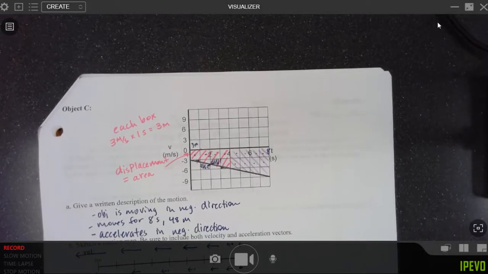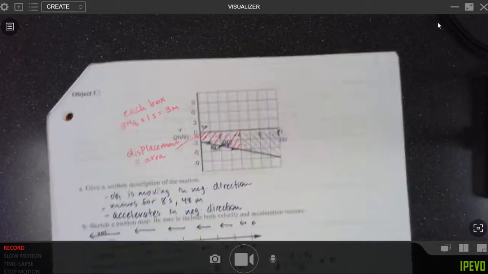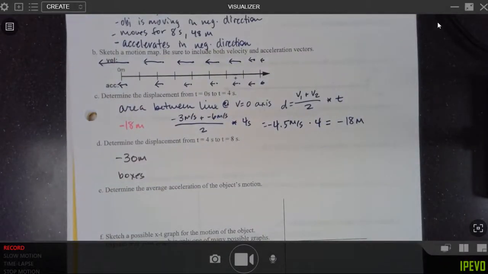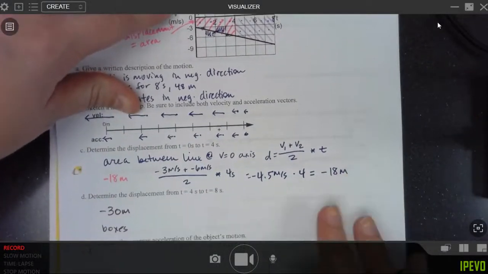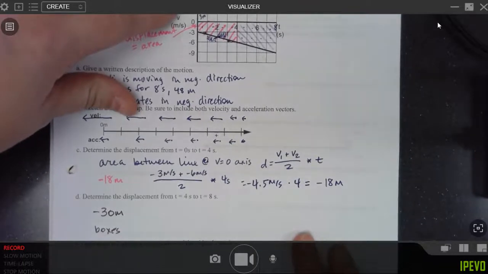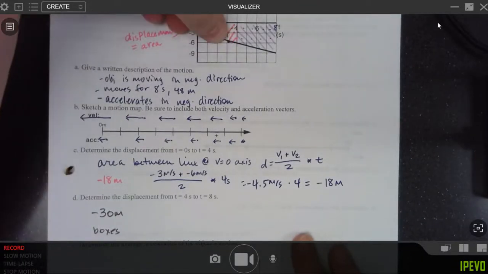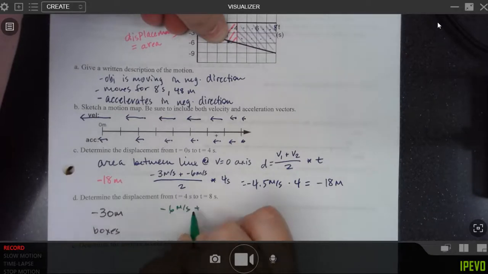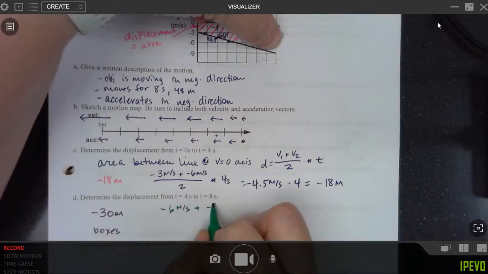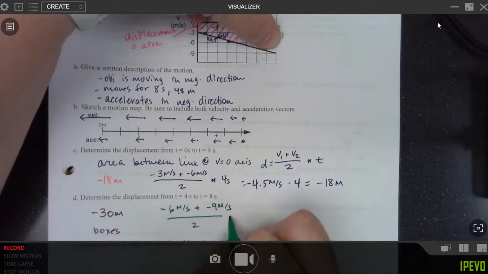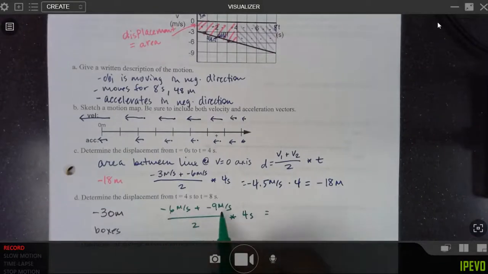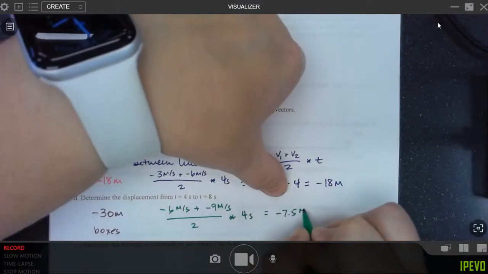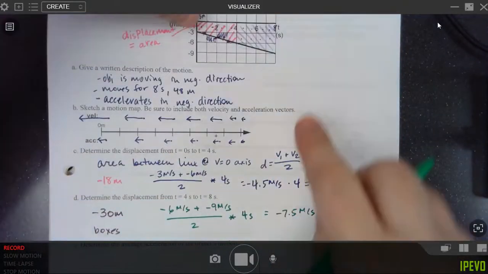Or we can make it mathier and do it the mathy way. Sorry, I don't like to scooch back and forth. I'm trying to get it all in one shot here. Okay, so if we're looking at the first velocity, that's going to be -6 meters per second, plus the velocity at the end, which is -9 meters per second, divided by 2, times the time that passes, which is 4 seconds. So -6 plus -9 is -15, divided by 2 is -7.5 meters per second. So that's our average velocity through that time period.